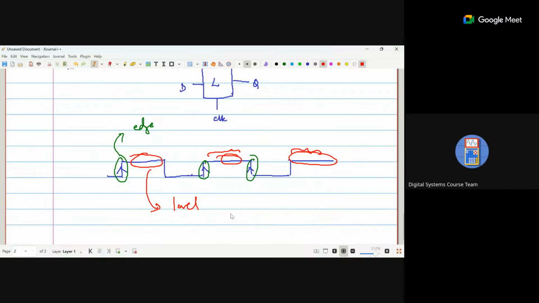Okay, this will be level triggered, and this up is positive level triggered, and down is negative level triggered. Okay, that's it. That's the difference. Now, if you see the main difference between latch and flip flop, latch is level triggered and flip flop will be edge triggered.